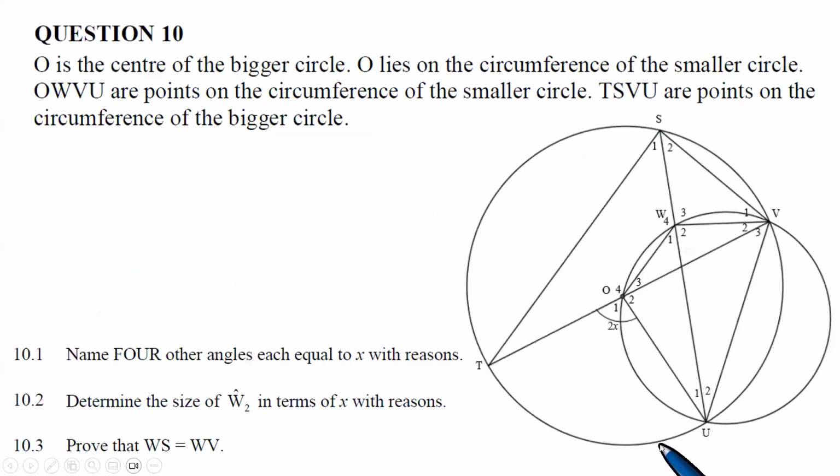Here is another past exam question. O is the center of the bigger circle. O is here. It is the center of the bigger circle. O lies on the circumference of the smaller circle. Here is the smaller circle with the point O on its circumference. O, W, V, U are points on the circumference of the smaller circle. T, S, V, U are points on the circumference of the bigger circle. Name 4 other angles, each equal to X, with reasons.